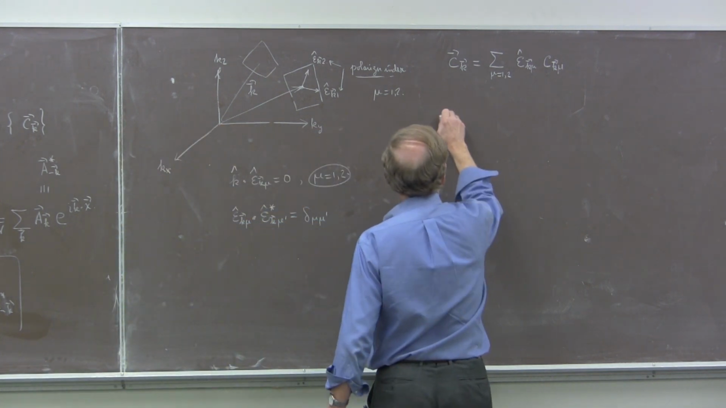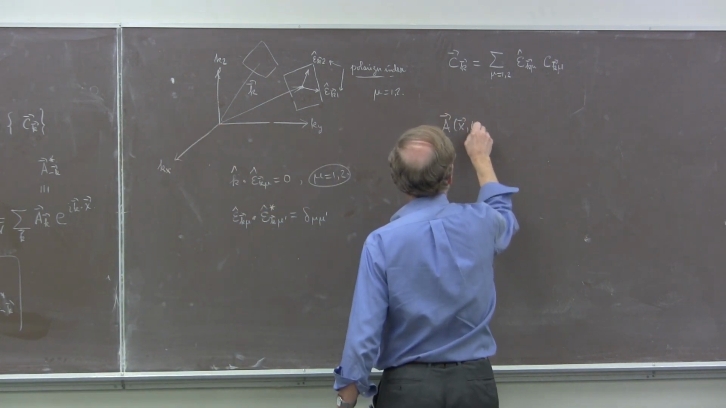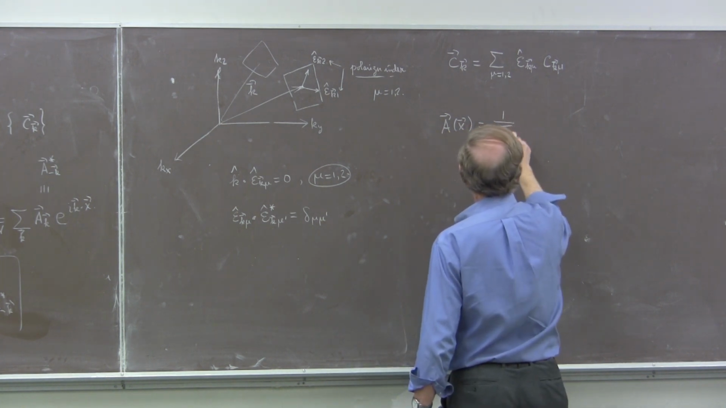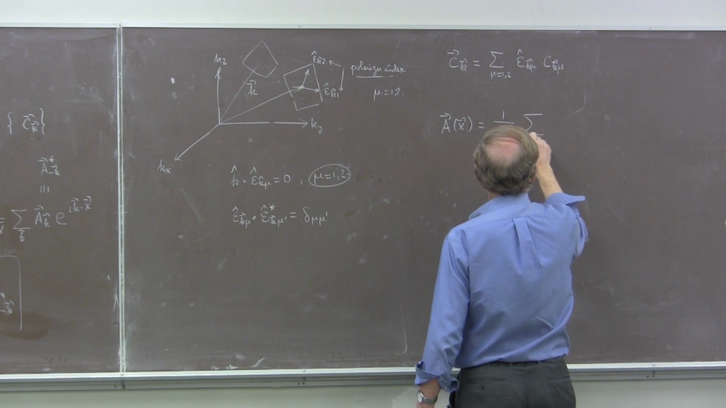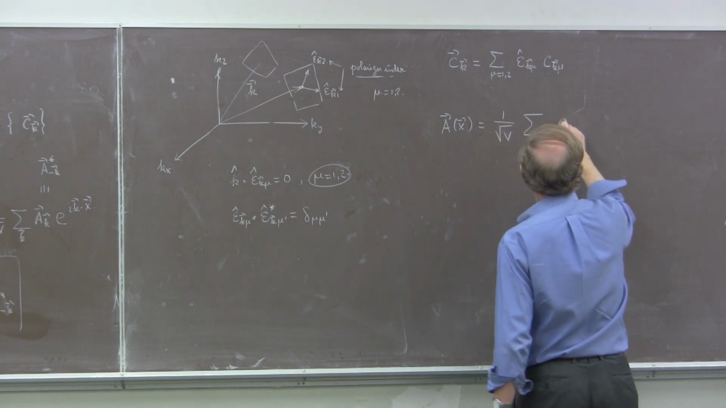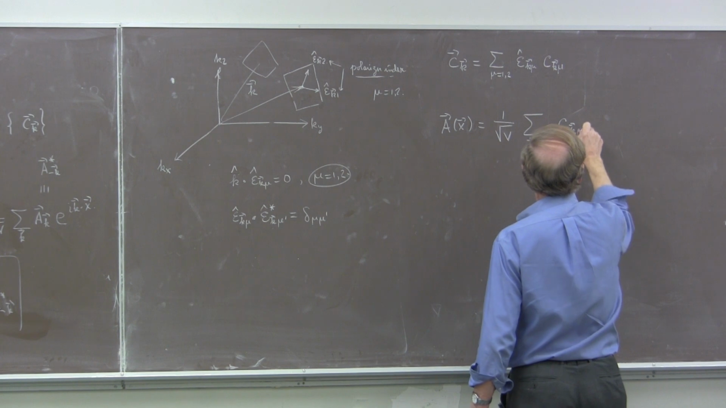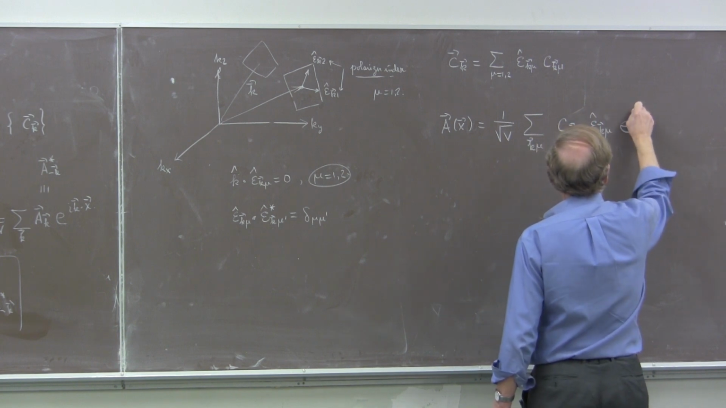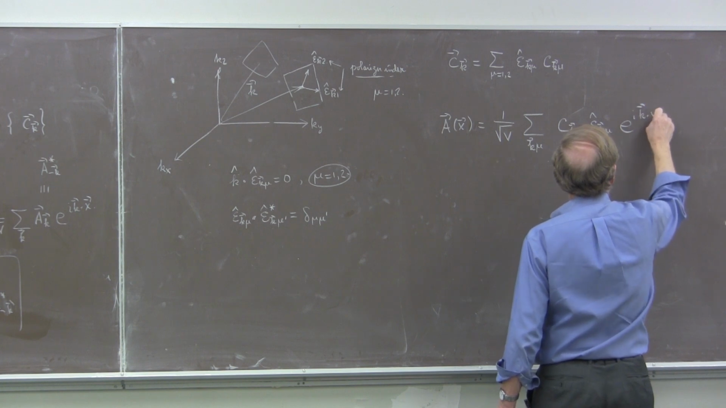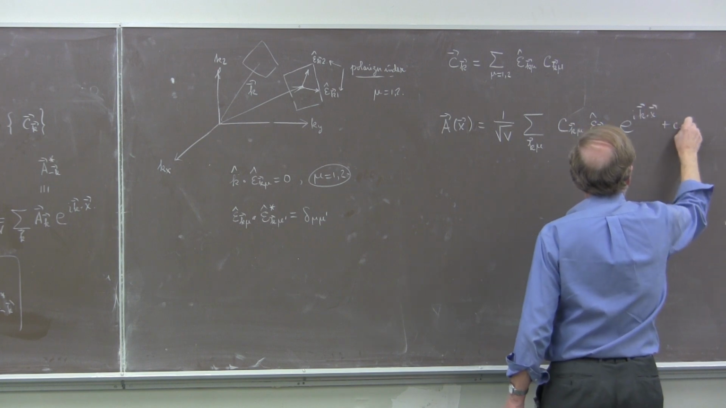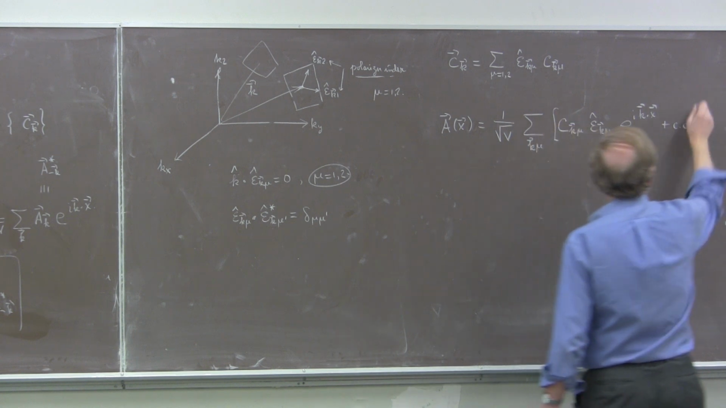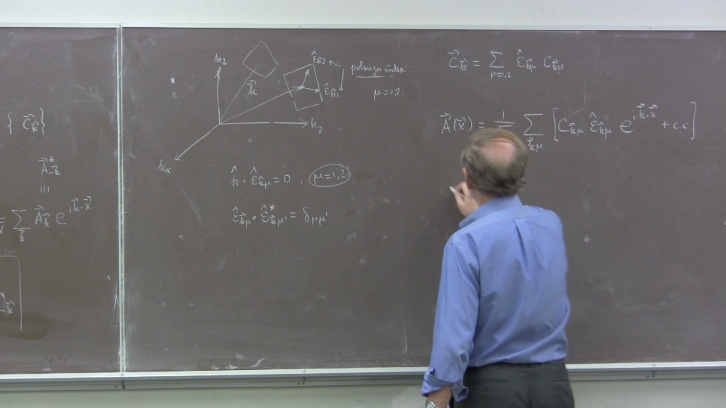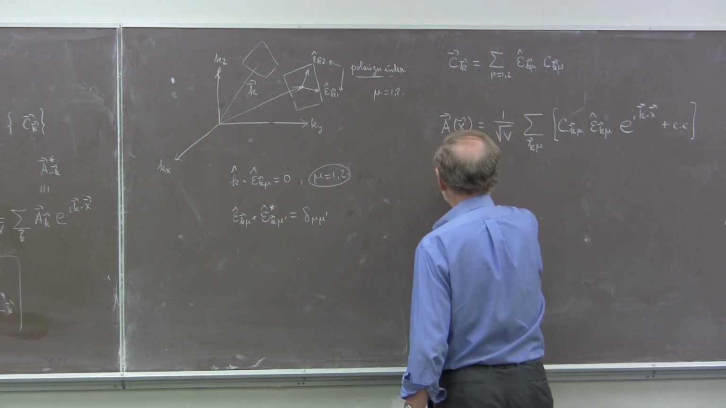We get a mode decomposition for the vector potential A of x and t, or just write A of x, it has a time dependence. It's 1 over the square root of volume V, a sum on k and mu of c k mu, epsilon hat k mu, e to the i k dot x, plus complex conjugate. And a similar expression for dA/dt, I'll write it as A dot of x.